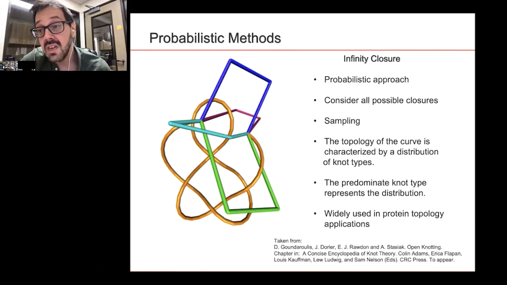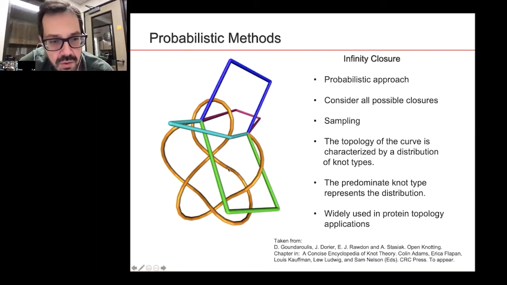So if you have, let's say, an open curve that looks like a trefoil, and in the distribution of your sampling of knot types you get 85% a trefoil, then it's a trefoil most of the time, so you say it's a trefoil. The infinity closure that I'm presenting here is widely used in protein topology applications. Of course, other methods are used as well. I like this one and I have implementations for it. Probably I'm a bit biased because I already have the tools to do this kind of computation.